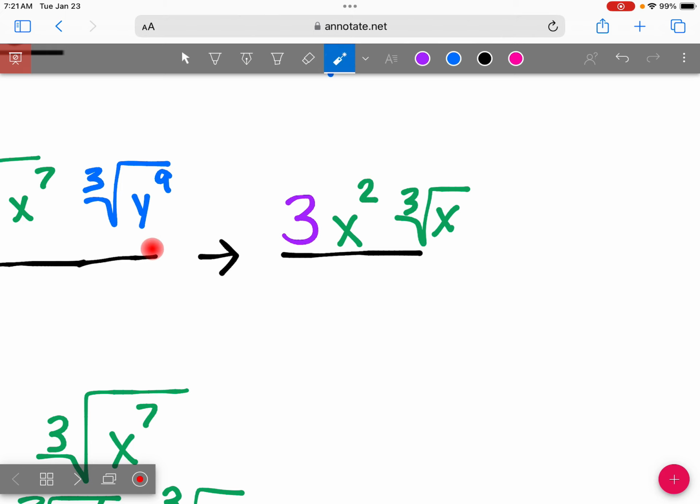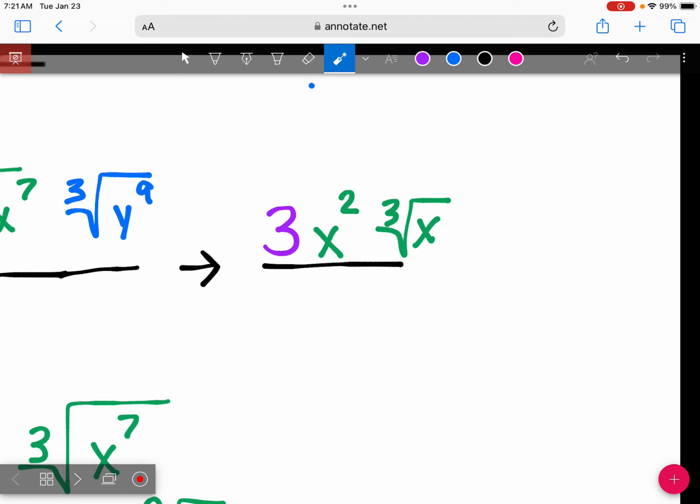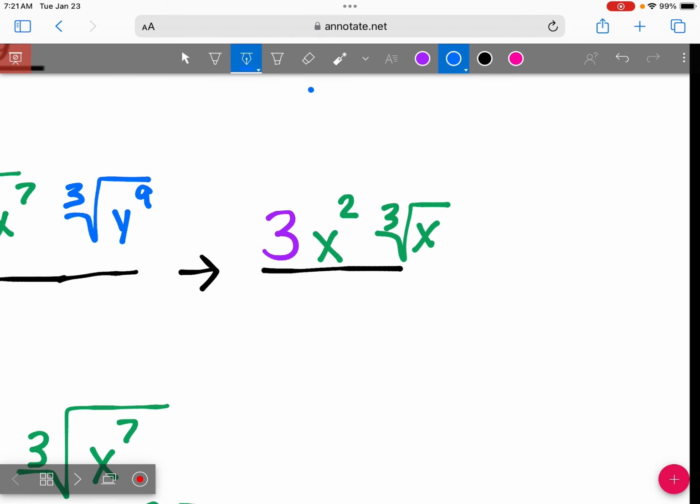And then how about our blue one here? Y to the 9th. We divide the power by the index. That one divides out evenly, so we can just go right to it. Y to the 3rd. And our denominator, cube root of 8, is 2.